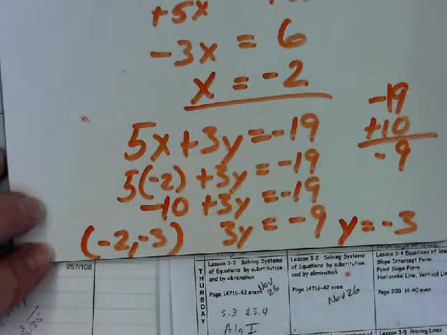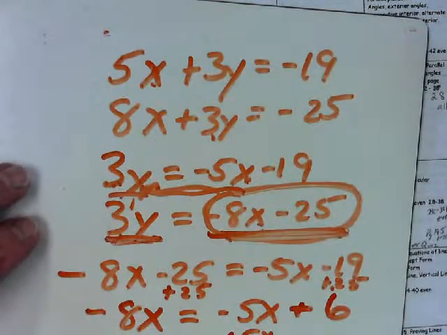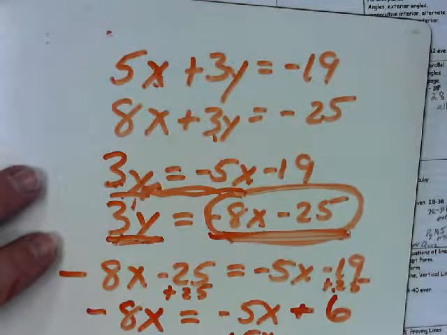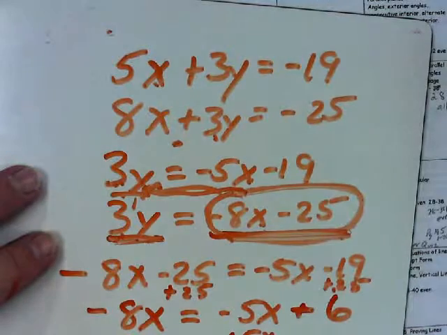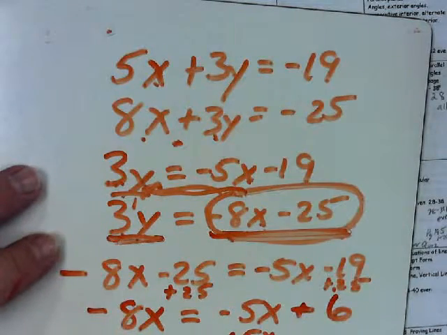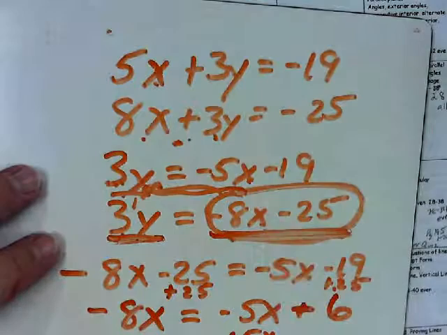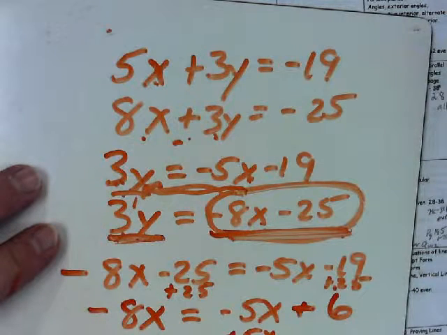How can I check that answer? Right now, I used this equation, right? The 5x plus 3y equals negative 19. If I wanted to make sure that I had the right answer, take the negative 2 and the negative 3, put it into here and see if I get the same answer. So what's 8 times a negative 2? Negative 16. What's 3 times a negative 3? Negative 9. What's negative 16 minus 9? Negative 25.